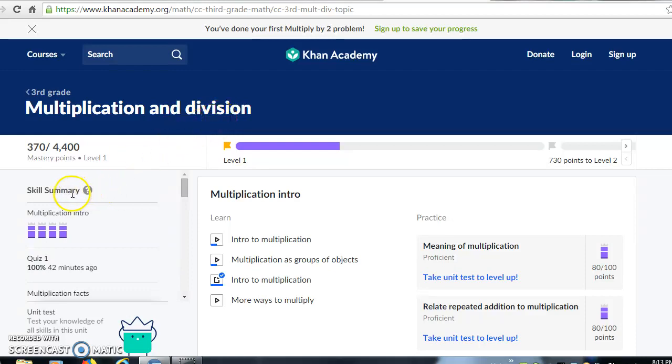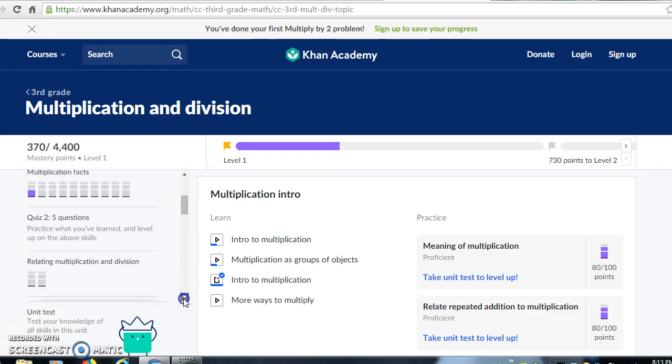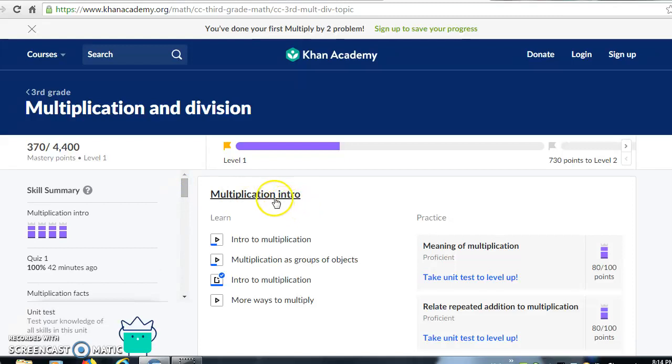Then over here to the left side, we have our skill summary. The skill summary is just going to show what the lesson consists of. So if I scroll down, I can see everything that's within this entire lesson. Okay. So here's our main lesson.